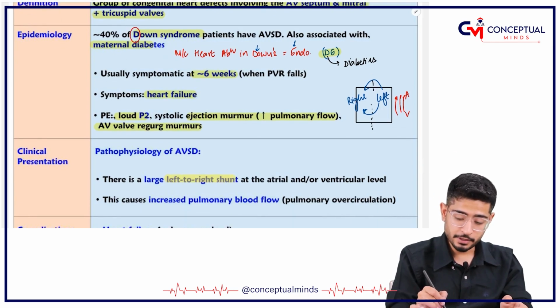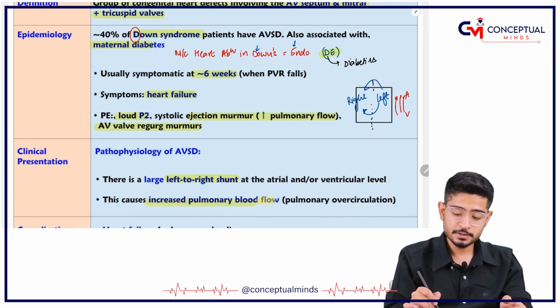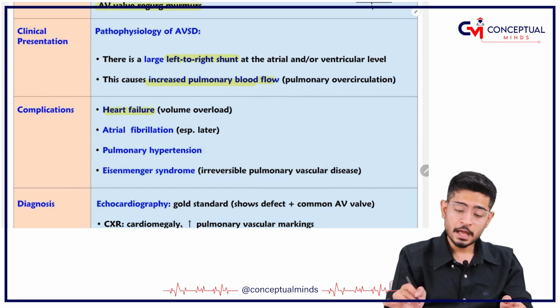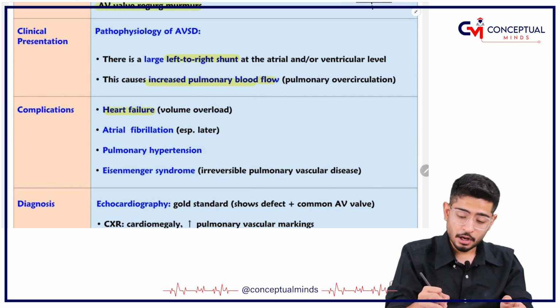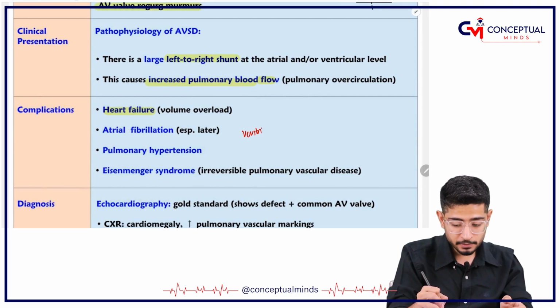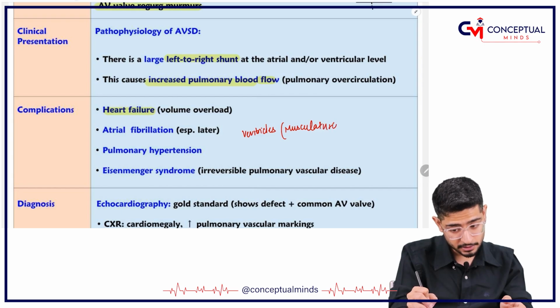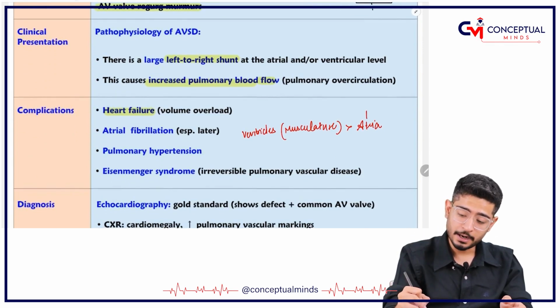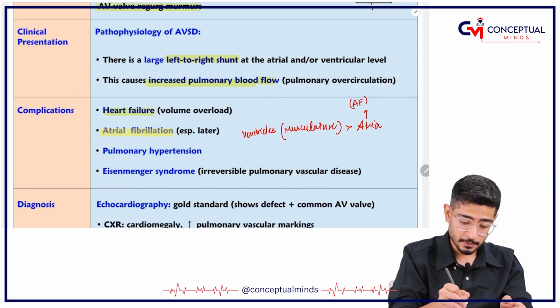As I've told you, a left to right shunt is going to be there, and increased pulmonary blood flow. Because there is increased volume, there is heart failure. Now a lot of blood is going from the ventricles, especially because they have strong musculature rather than the atria. That's why the atria are going to have a lot of blood, and the atria can go into atrial fibrillation.